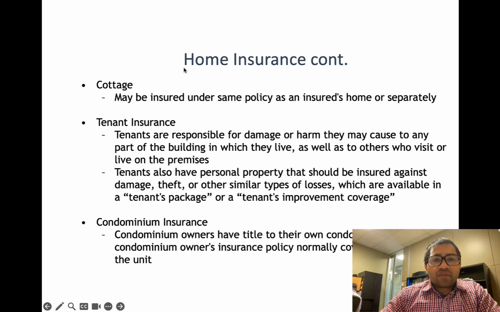Then if you want to insure a cottage, it may be insured under the same policy as the insured's home, or it can be insured separately. Cottage insurance is generally limiting. It is not very comprehensive. It doesn't cover everything.